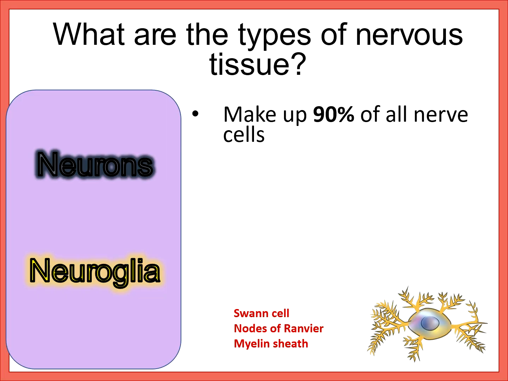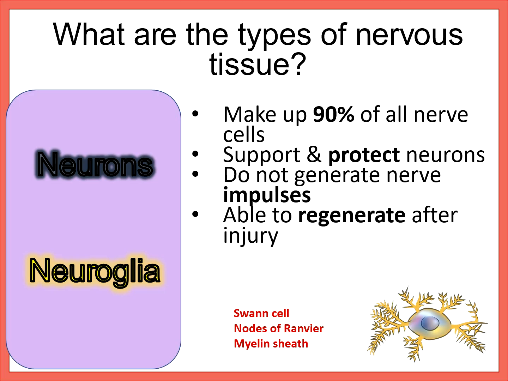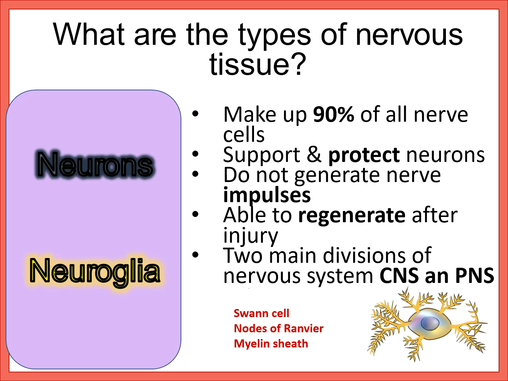Neuroglial, these are going to be a majority of all nervous tissue. They make up 90% of the nerve cells, and these are the support cells. So these do not generate a nervous impulse, but they are able to regenerate after an injury. There are two main divisions of the nervous system. There's the central nervous system, abbreviated as CNS, and the peripheral nervous system, which is abbreviated as PNS.